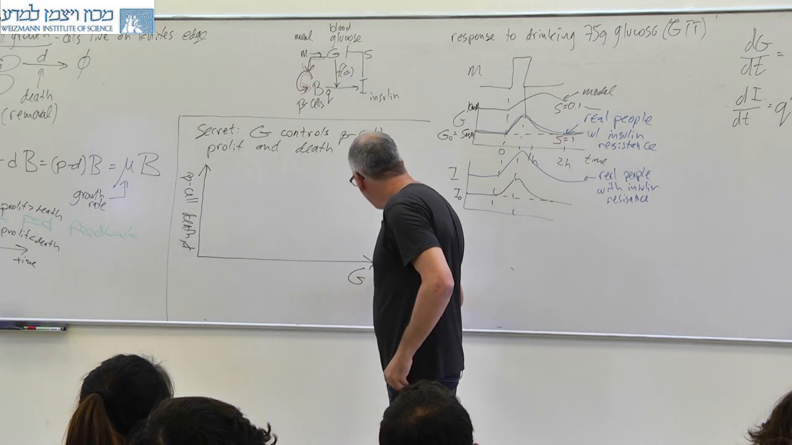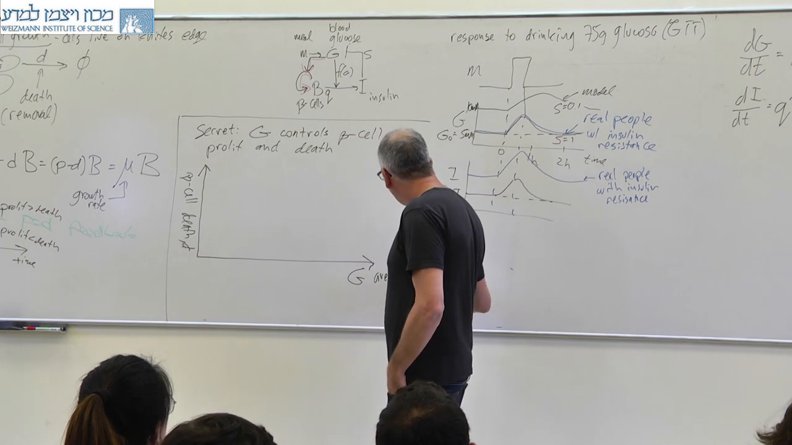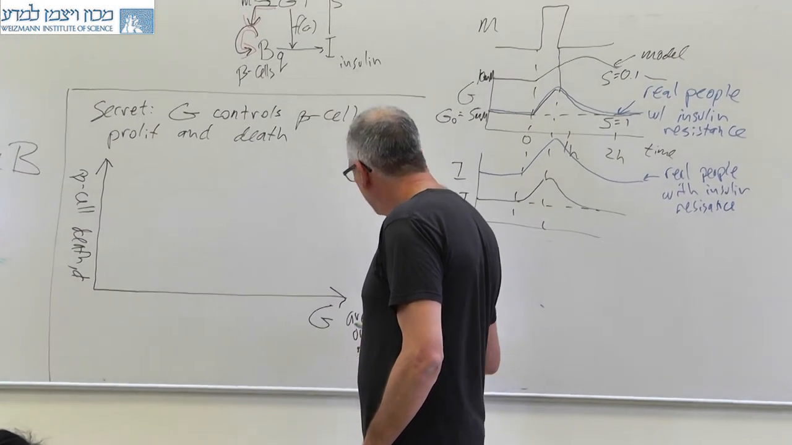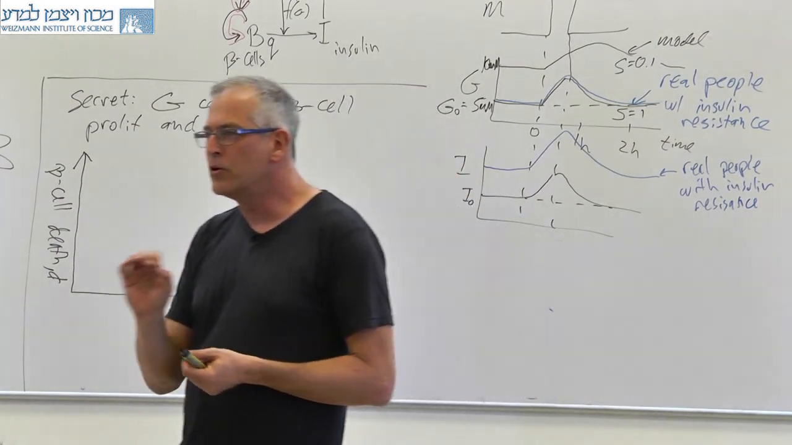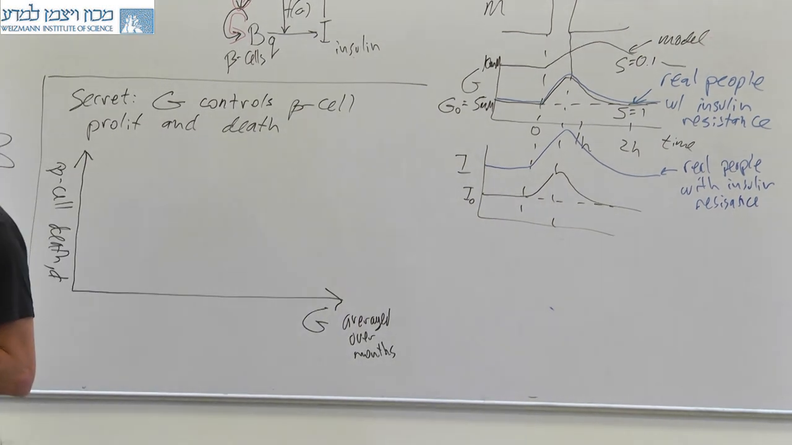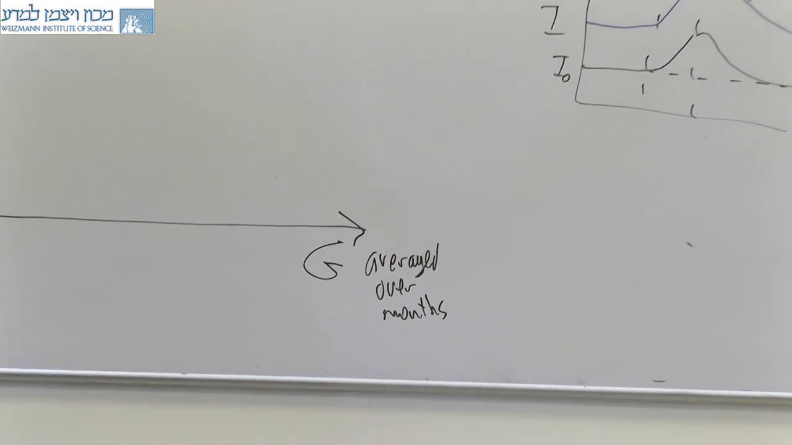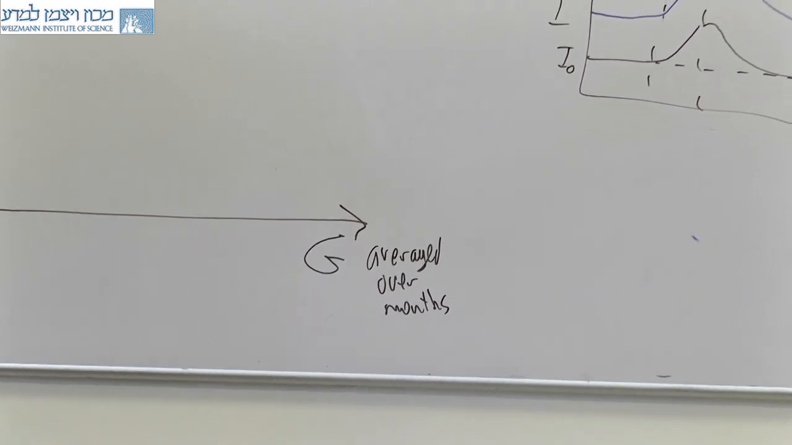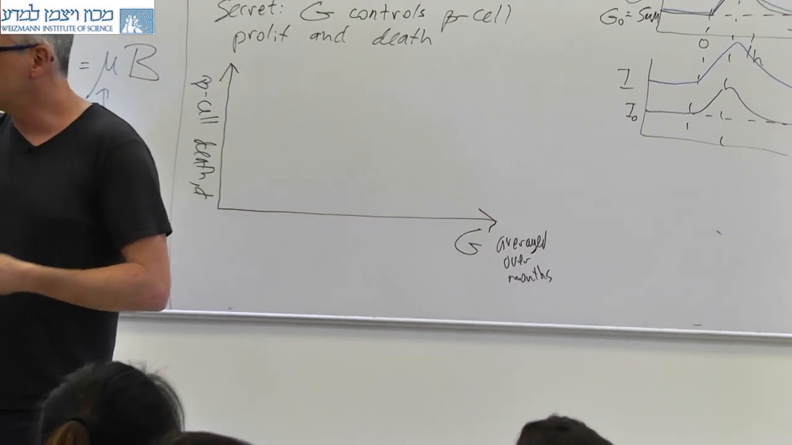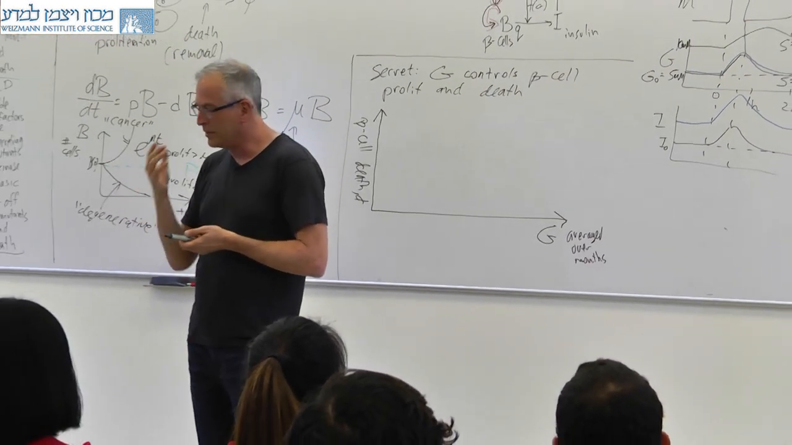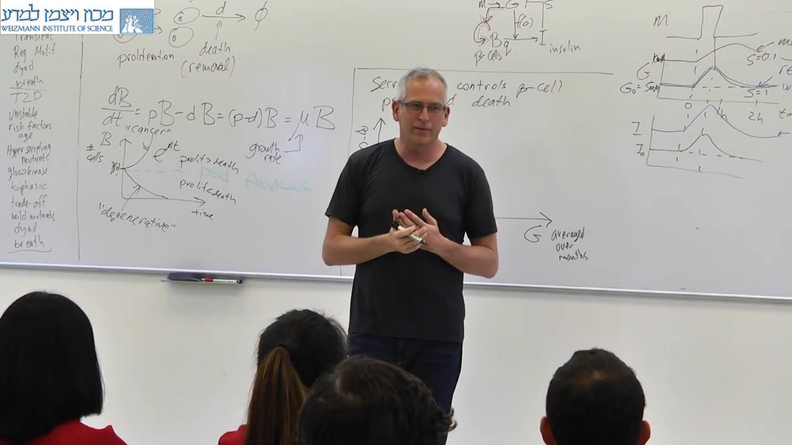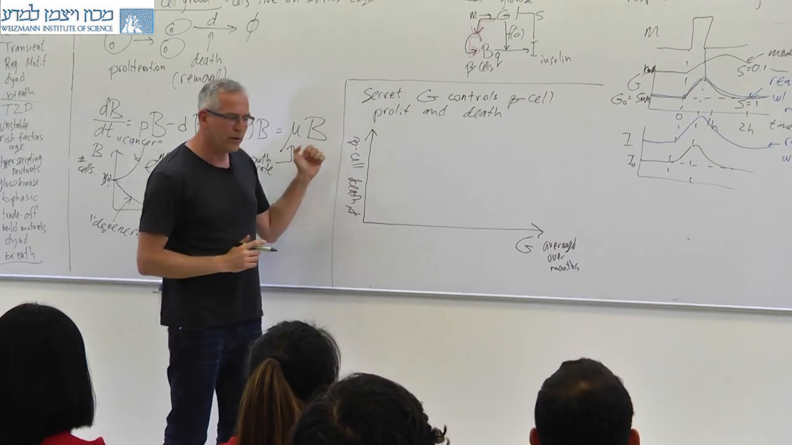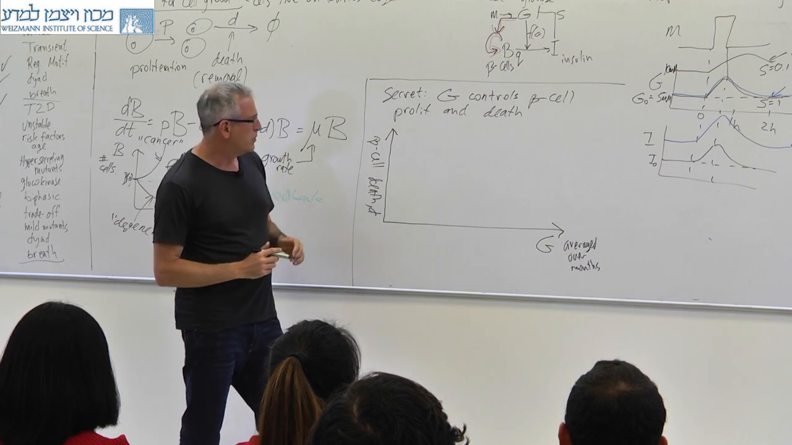This is glucose average over months. There's actually a blood test that measures glucose average over a month. It's called hemoglobin A1C, where glucose sticks to red blood cells. Because red blood cells live for 100 days, as I told you, you measure the average glucose over 100 days with this blood test. It's a great blood test for diabetes and stuff like that. So how does the beta cell death rate look? It looks like this.